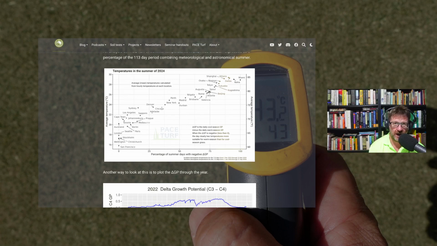I included Naha in Okinawa, Japan. Naha for me is also pretty much a purely warm season area. And both Naha and Miami had an average temperature of about 29 degrees Celsius for that 113-day summer period, which is a little bit above 84 degrees Fahrenheit, I think. And 3 places were warmer than that, if I'm reading the chart correctly.